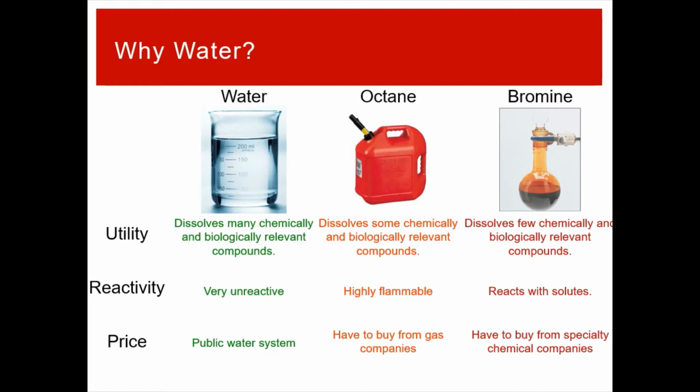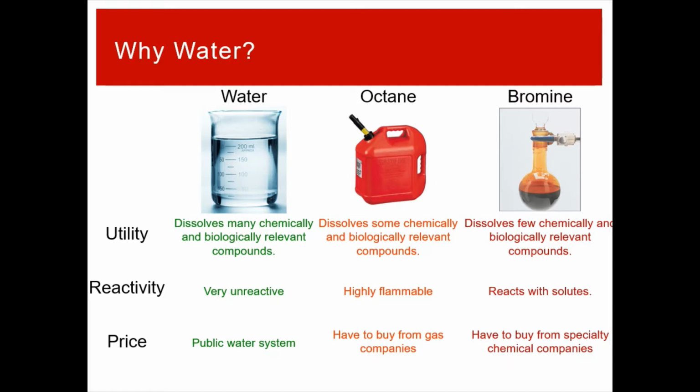You have to buy it from, say, a gas company. It is more expensive than water, but still you can get large quantities of it pretty easily. It is slightly difficult to transport because it is so flammable, but certainly is possible. Bromine, I highly doubt you have any idea how to buy bromine. That's because you have to get it from specialty chemical companies. They don't just ship liquid bromine to anybody. So it is much more difficult to obtain, and as a result, it's also quite a bit more expensive.